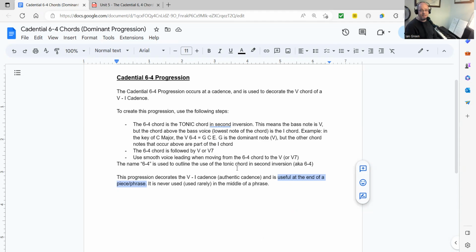So I do hope that this information was helpful to help explain in a kind of a nutshell what the cadential 6/4 function is, and also how it can be applied in a major and a minor key, and also how the chords are spelled.